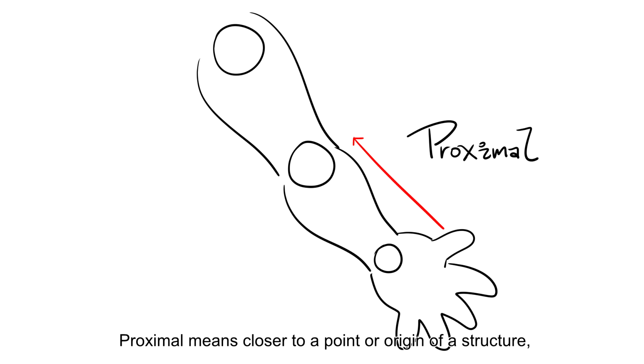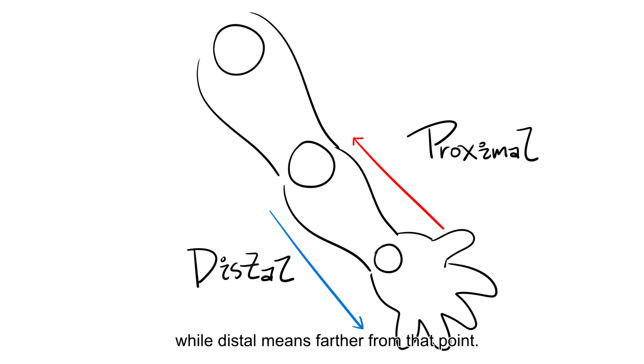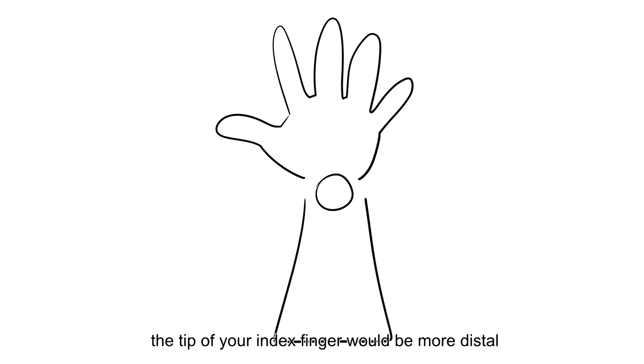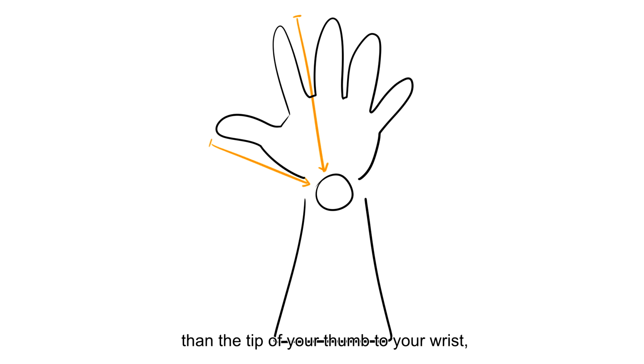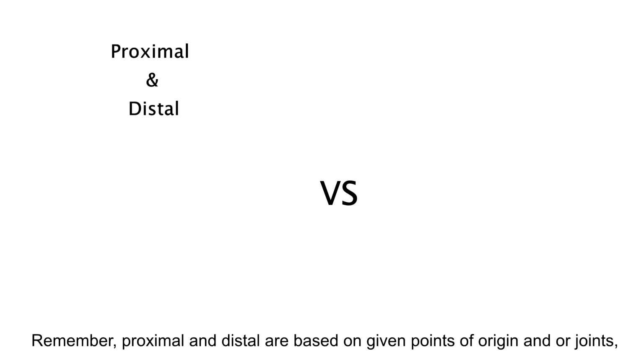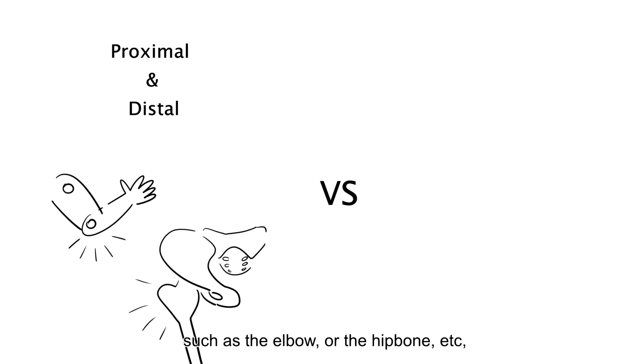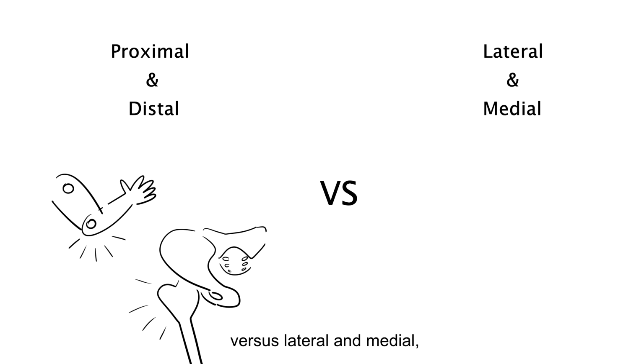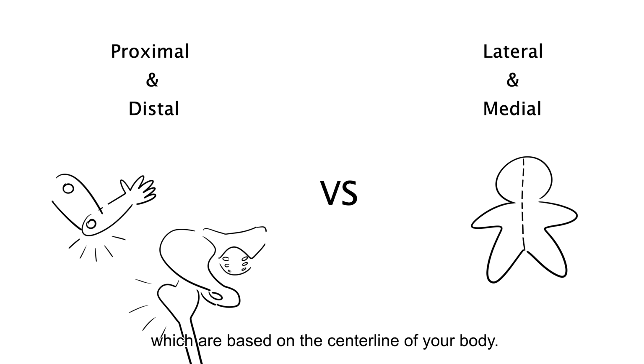Proximal means closer to a point or origin of a structure, while distal means farther from that point. For example, the tip of your index finger would be more distal than the tip of your thumb to your wrist, since it's farther away from its given point, the wrist. Remember, proximal and distal are based on given points of origin, or joints, such as the elbow or the hip bone, etc., versus lateral and medial, which are based on the center line of your body.